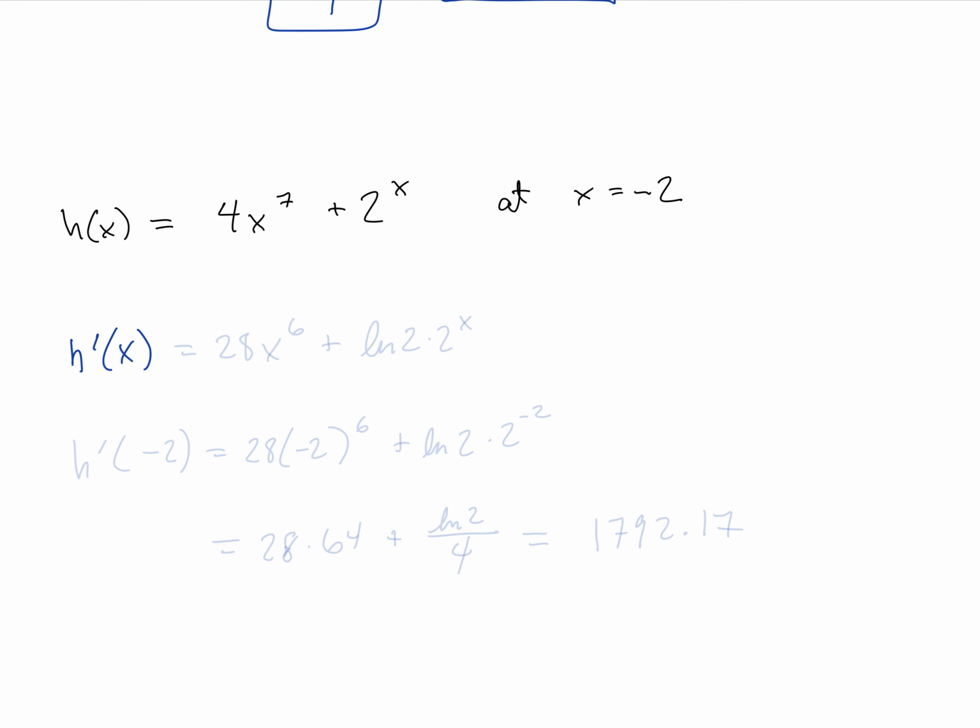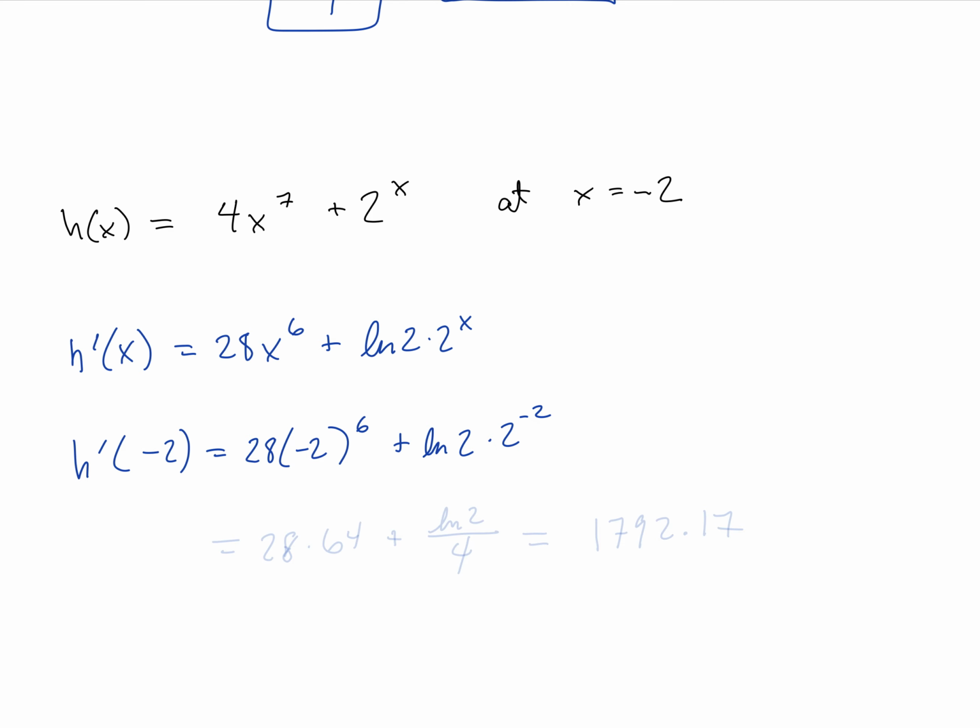H prime of x then is, using just the power rule here, 4 times 7 is 28, x to the 6th, plus the derivative of 2 to the x, which is natural log of 2 times 2 to the x. And now all we need to do is plug in. So h prime of negative 2 is 28 times negative 2 to the 6th power plus natural log of 2 times 2 to the negative 2.